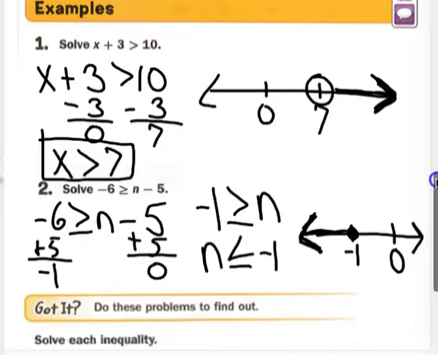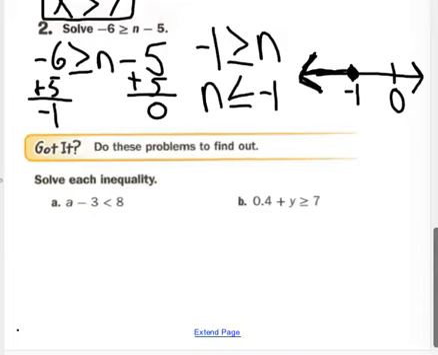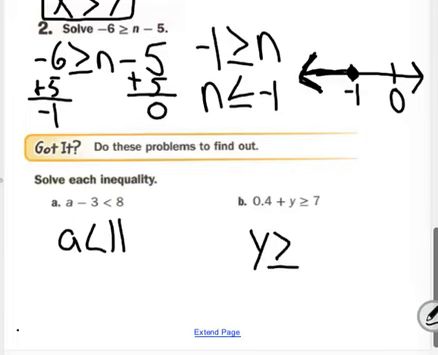And if you look down below, there's a couple more practice problems. Why don't you hit pause now and take a minute and run through those, and I'll throw the answers up so you guys can see them. All right, for letter A, you find that A is less than 11. And for B, you find that Y is greater than or equal to 6.6. So there are your answers for those two.